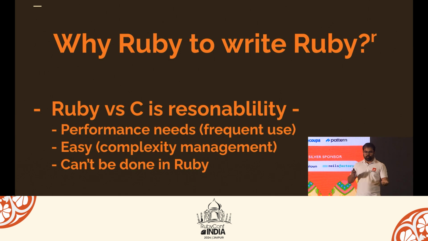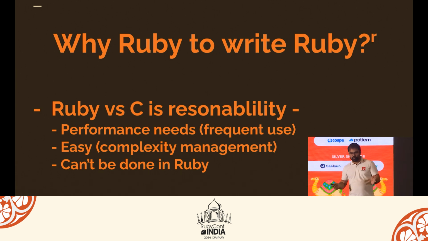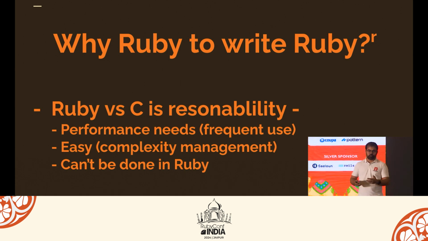Then ease, whether it's a very complex code base or a very easy one. If it's easy, it makes sense to just write it in C. But if it's very complex, then from a long-term maintainability perspective, it's better to move that into Ruby. Yeah? And then there are certain things that just can't be done in Ruby. So we will never have a future where it's all written in Ruby. It has to be some C to make it work.